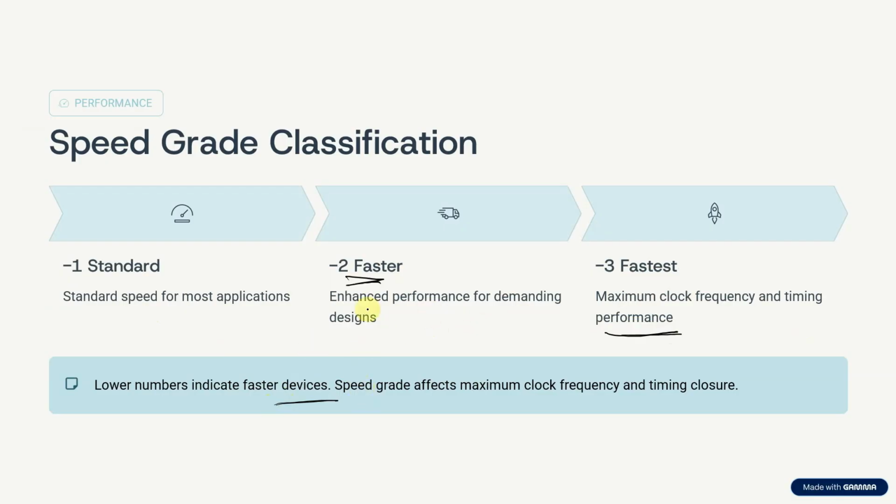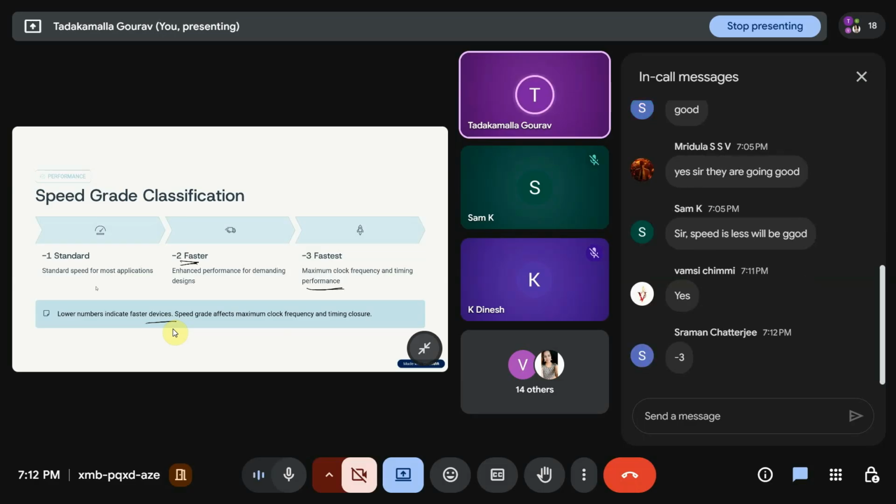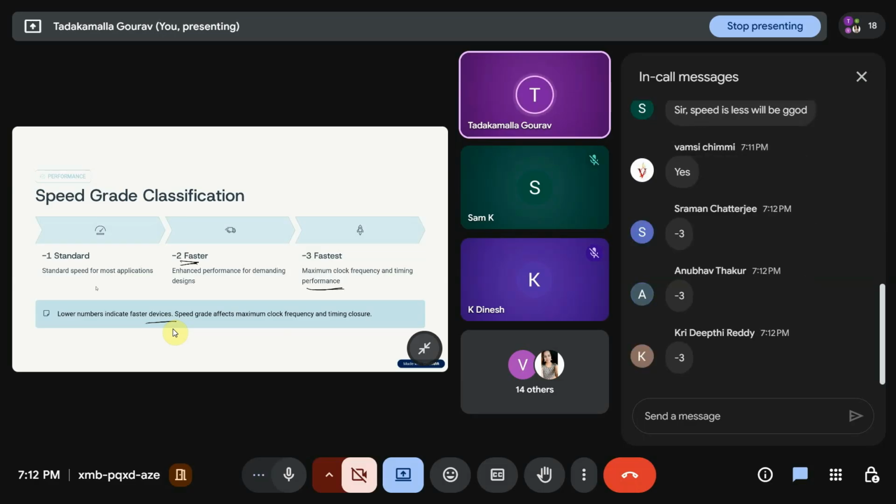So -1 is low or -3? -3 is low. Which number is low? -1 or -3? It's a basic question. Yeah, -3 is low. Okay, exactly. So the lower the number here, the speed is going to increase, right?